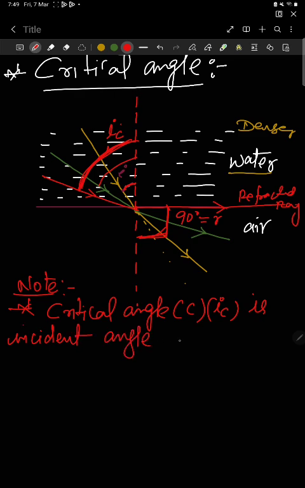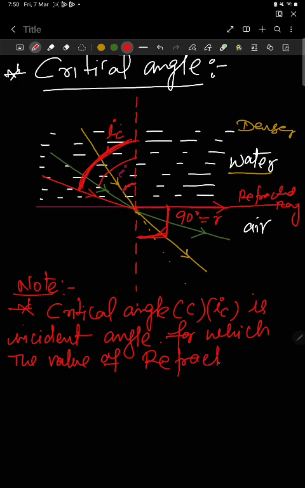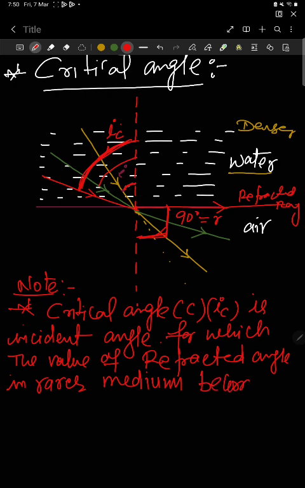So the critical angle is a special incident angle for which the value of the refracted angle in the rarer medium becomes 90 degrees. So that angle is called the critical angle. That is the definition of the critical angle.